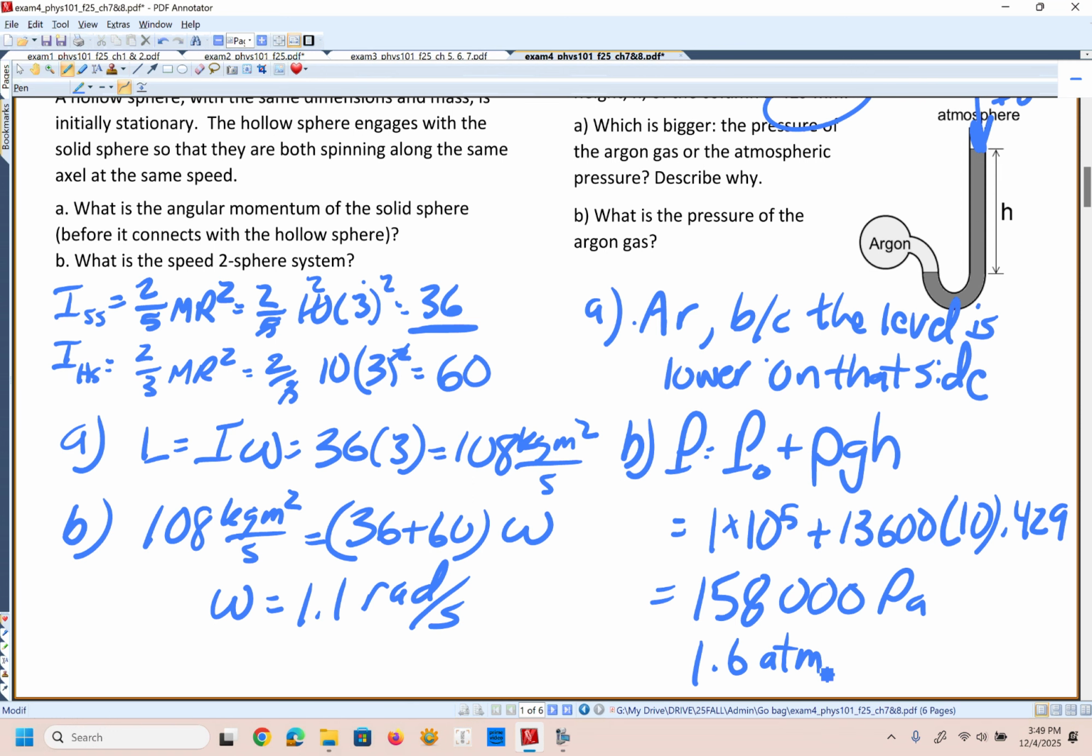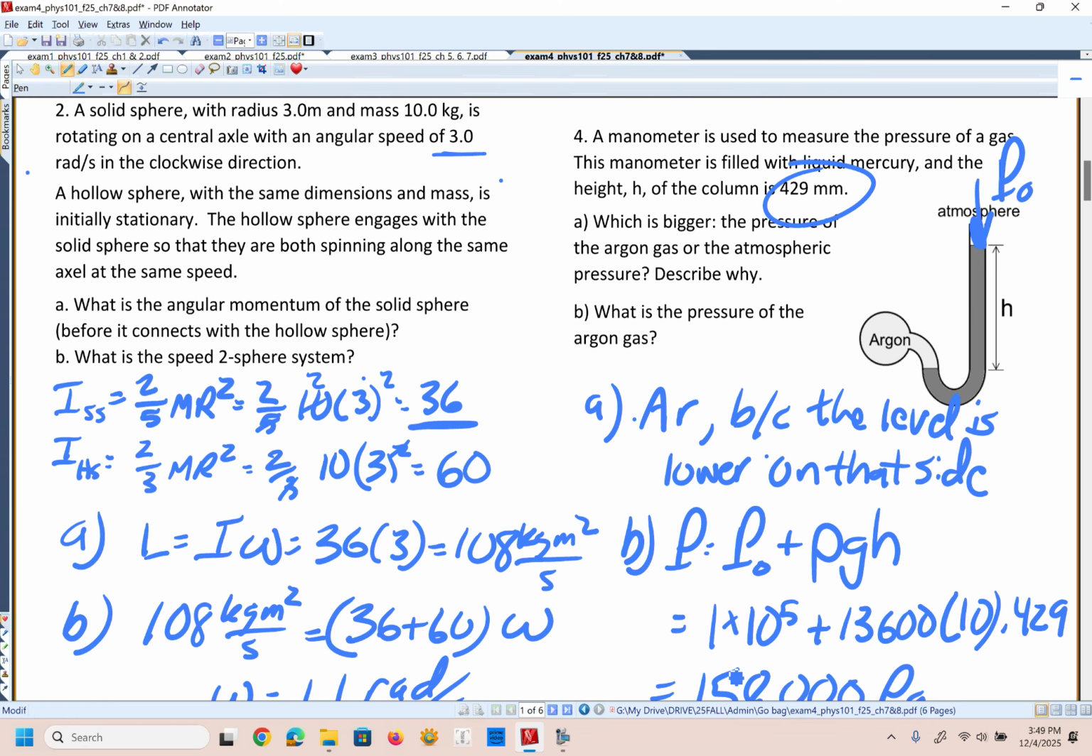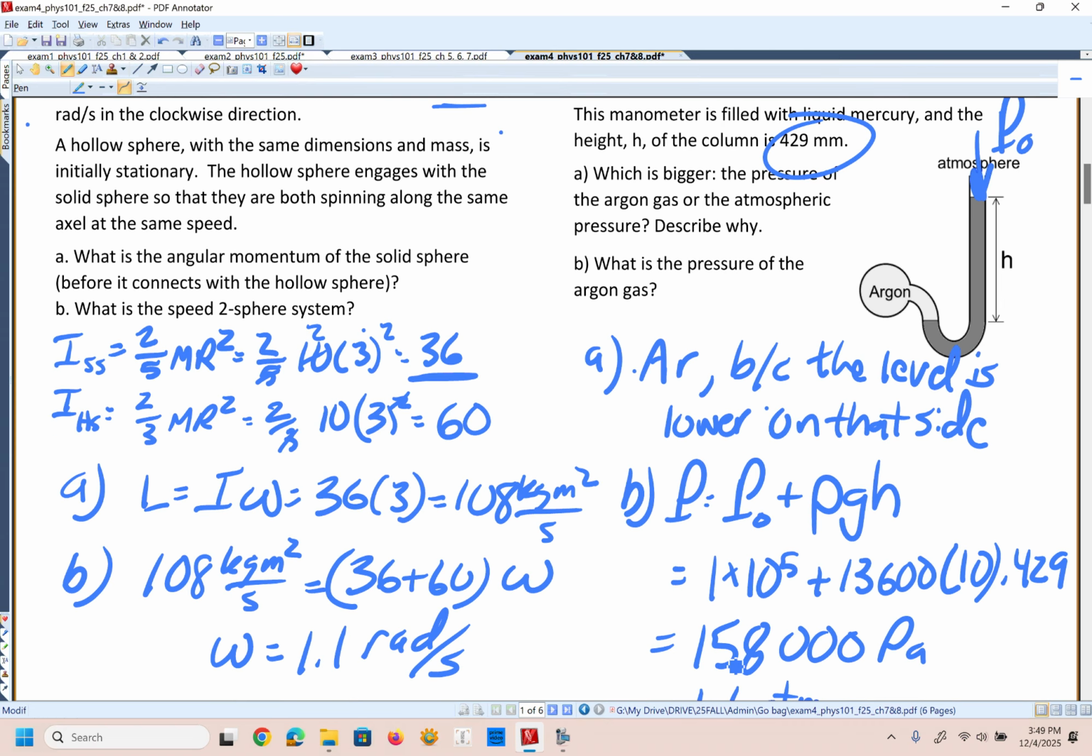Or 1.6 times 10 to the 5th, or something along those lines. I think it should be 1.6, actually, if you're following. No, it looks like I should have 3 significant figures, so 1.58. But I didn't count off for sig figs. All right. Those are all the free response. Any questions about that?